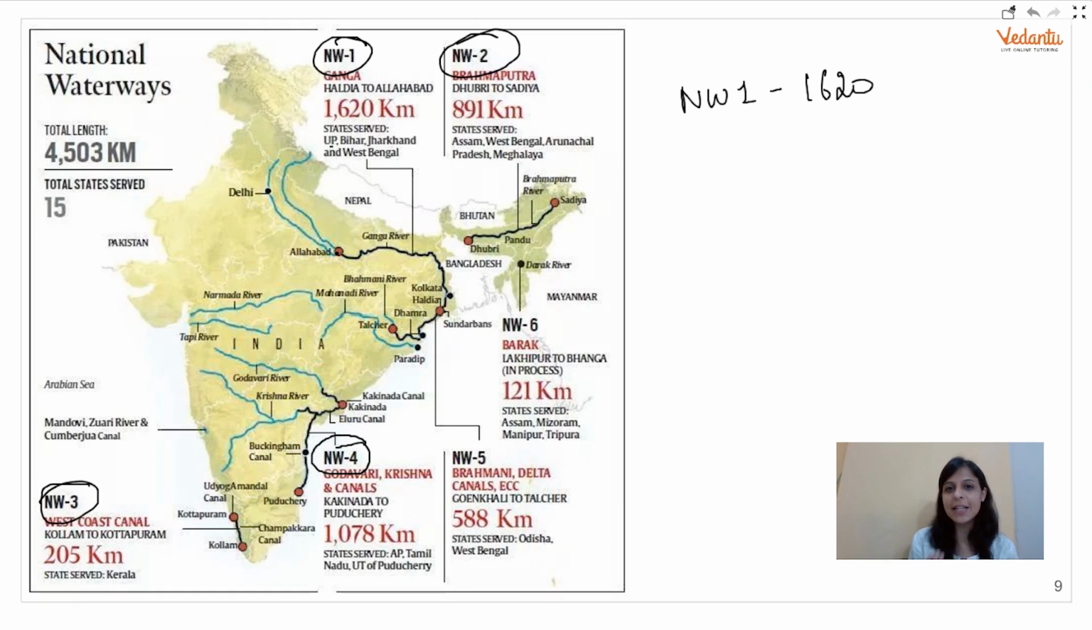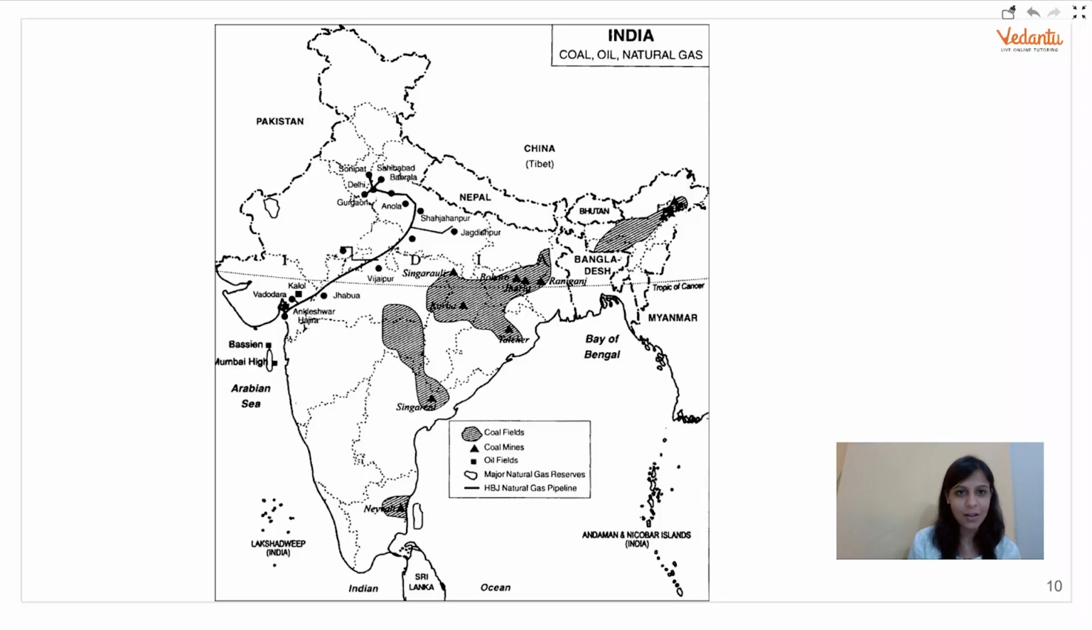So let's revise it once again. National Waterway 1 is from Allahabad to Haldia. National Waterway 2 is from Sadia to Dhubri. National Waterway 3 is from Kotapuram to Kollam. And National Waterway 4 is from Kakinada to Puducherry. Okay, let's see what we have next on the list.